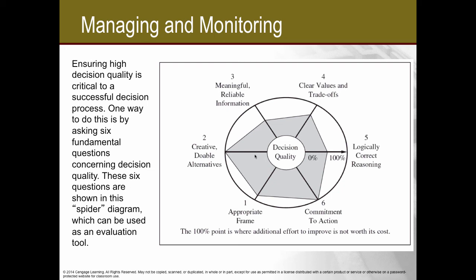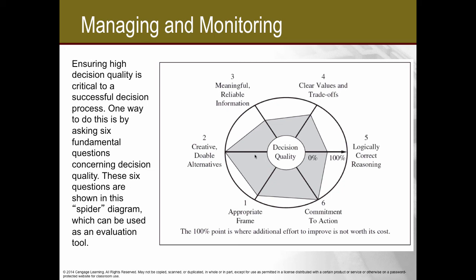Ensuring high decision quality is critical to a successful decision process. So, how do we measure decision quality? One way to do so is by asking 6 fundamental questions concerning decision quality, right? These 6 questions are shown in a spider diagram. So we call it the spider diagram. So there are 6 decision questions to ask.